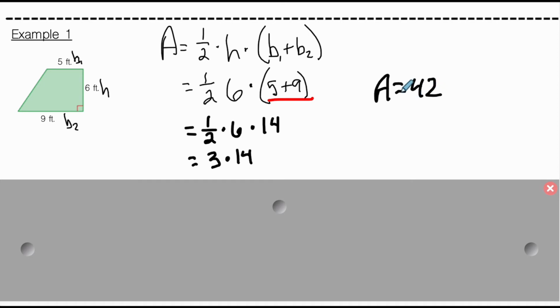And since it's area, let's make sure we're using proper labels. That would be square feet, so feet squared. And there's the area of the trapezoid. That's how much space is green within this figure, 42 square feet.